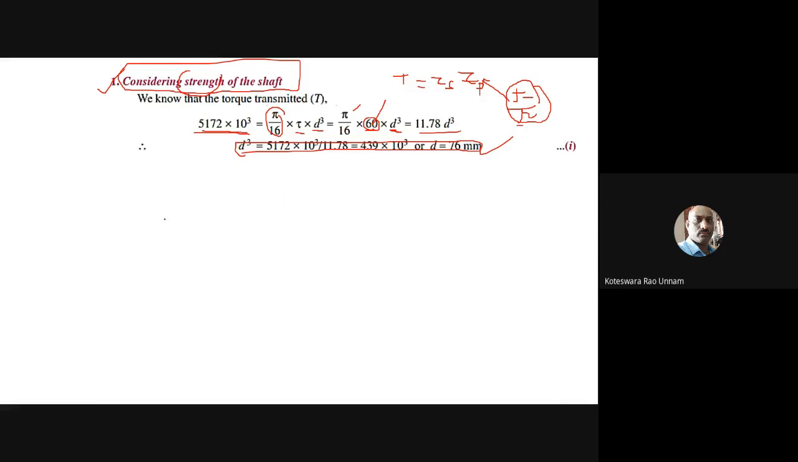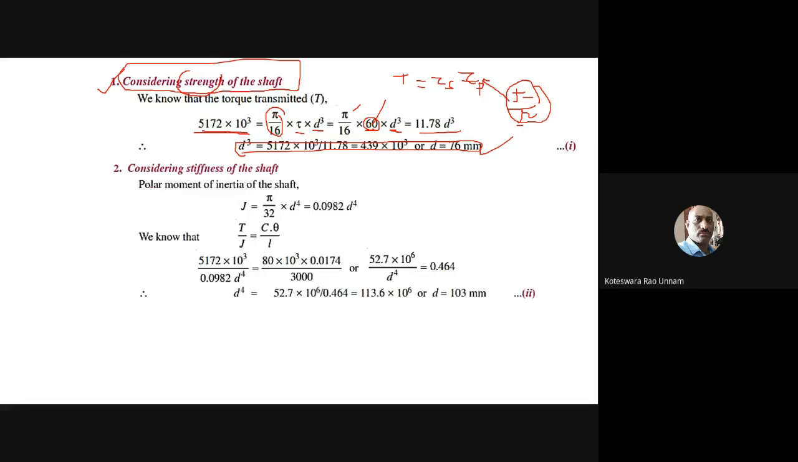The other condition he has given is that the angle of twist is not more than 1 degree. So now we need to check that condition also. That means we need to design for the stiffness. For that, again, this is the equation you need to use: T by J is equal to C theta by L, or G theta by L.